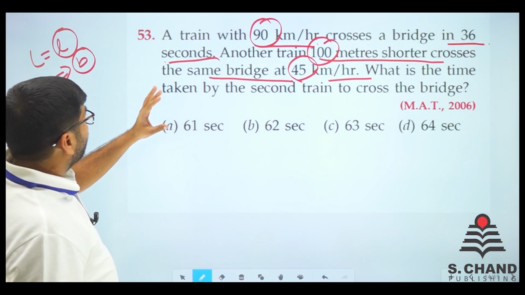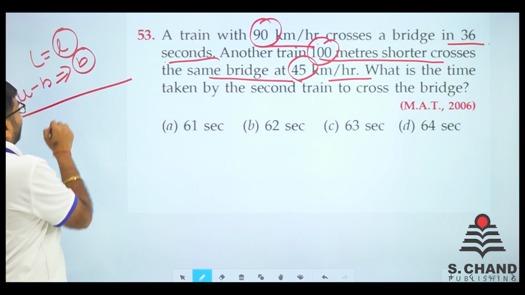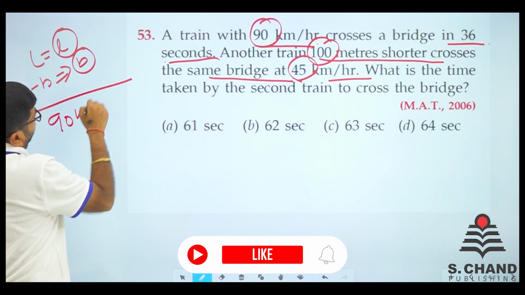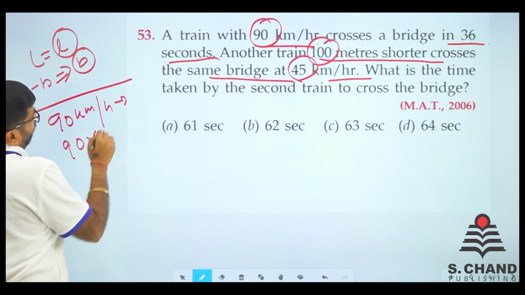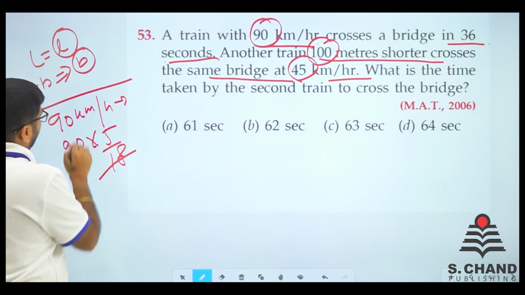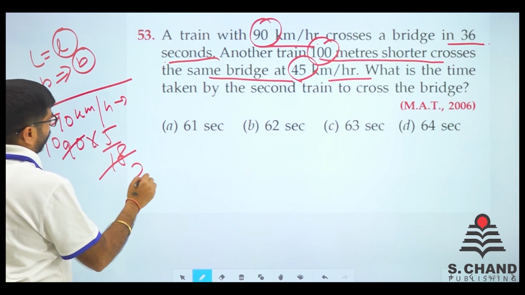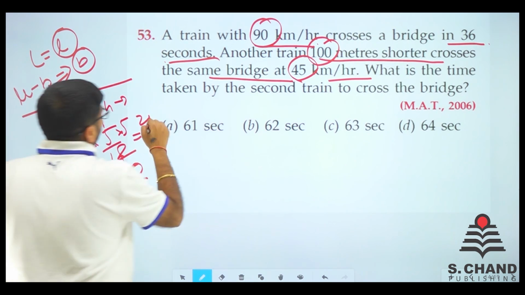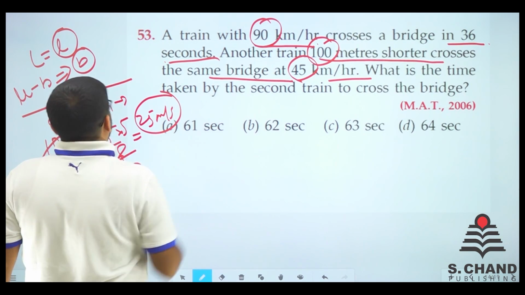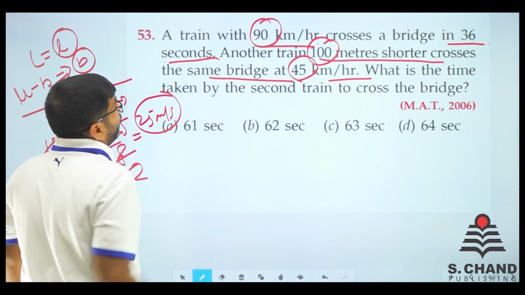Now the 90 km per hour, first do it. 90 km per hour when converted into meter per second is 90 into 5 by 18. So we have 9 into 2 and then 5. So 5 into 5 is 25. 25 meter per second is the speed of the train here, right?